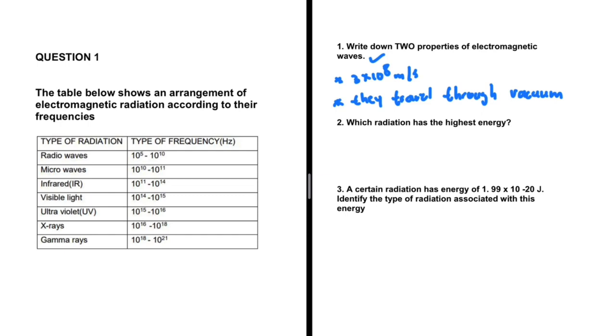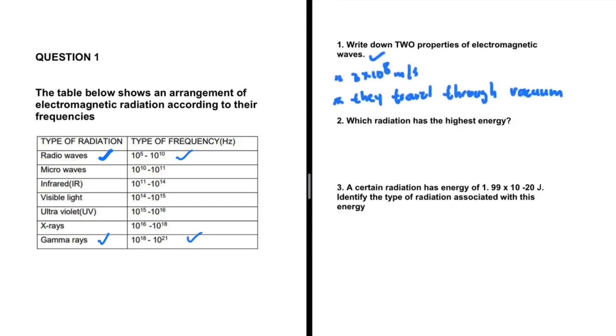Which radiation has the highest energy? From the information given, the table below shows an arrangement of electromagnetic radiation according to their frequencies, from radio waves to gamma rays, and we have the accompanying frequencies. So the question is saying, which radiation has the highest energy? We know that the higher the frequency, the higher the energy. And from the table, it is easy to see that gamma rays have the highest frequency. So they should have the highest energy.